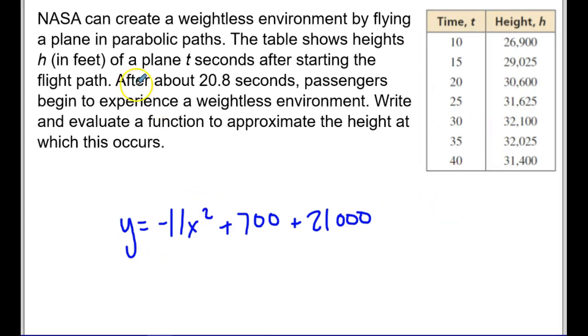So now that I have my equation, I can answer this second part of the question. After about 20.8 seconds, passengers begin to experience a weightless environment. Write and evaluate a function to approximate the height. Now I've written this, so all I have to do is take this 20.8 and plug it in anywhere I see that x. Once you do that, you'll get your approximate height at which that occurs. I'm not going to do this right now. This is something you can do. Just plug in this 20.8 anywhere you see an x.